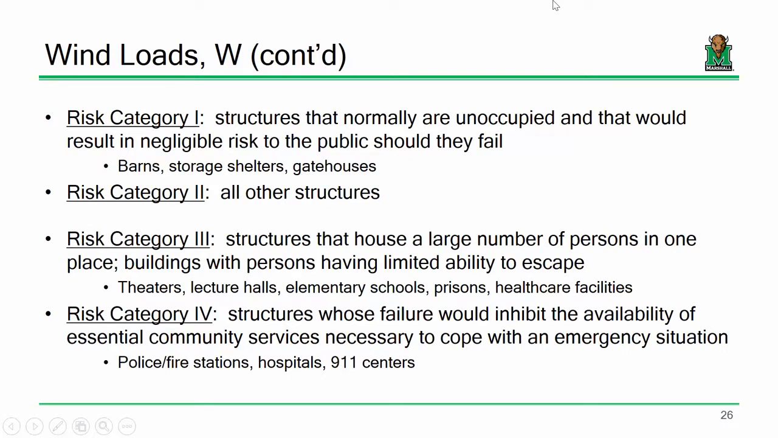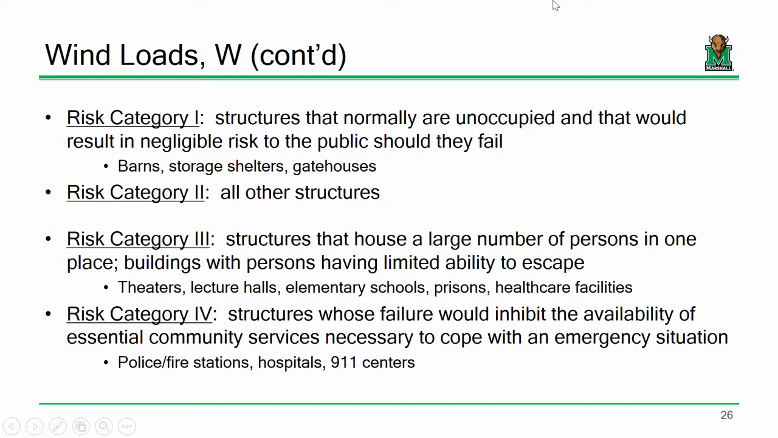Now, by and large, most structures that we design are risk category 2, but some of them can go in and out. So for instance, risk category 1 is structures that normally are unoccupied and would result in negligible risk to the public. So grain silos, barns, storage shelters, greenhouses, things like that. Those types of structures would be risk category 1.